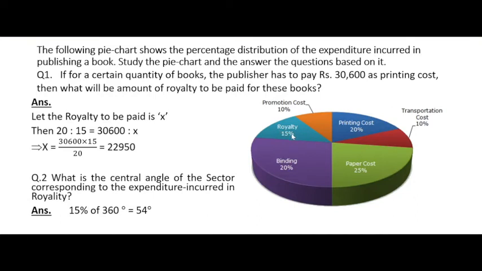Question number 2 asks, what is the central angle of the sector corresponding to the expenditure incurred in royalty? So here royalty is 15% and we know that the angle of a circle is 360 degrees. So by default, the angle of royalty will be 15% of 360 degrees, which will come to 54 degrees.